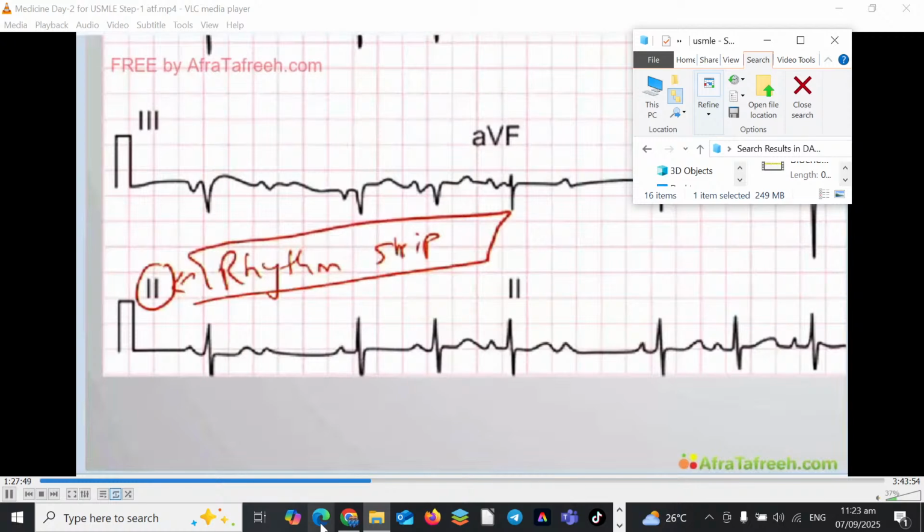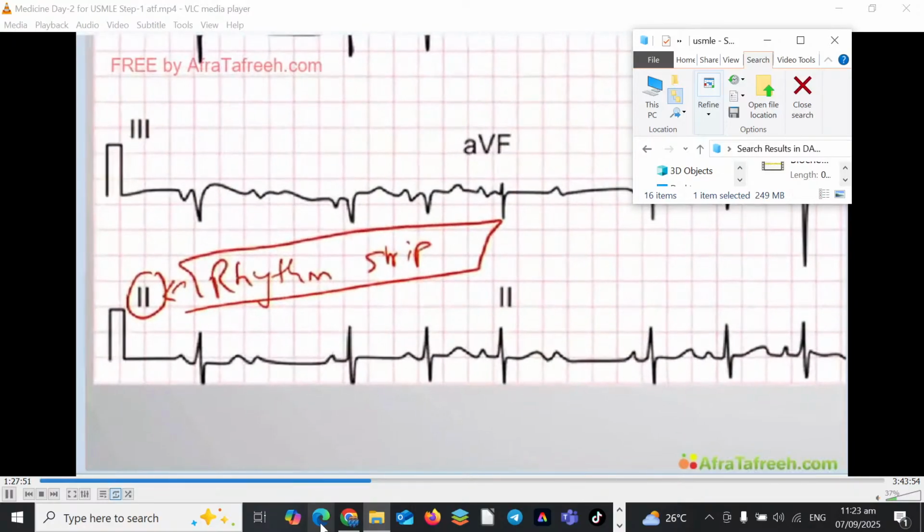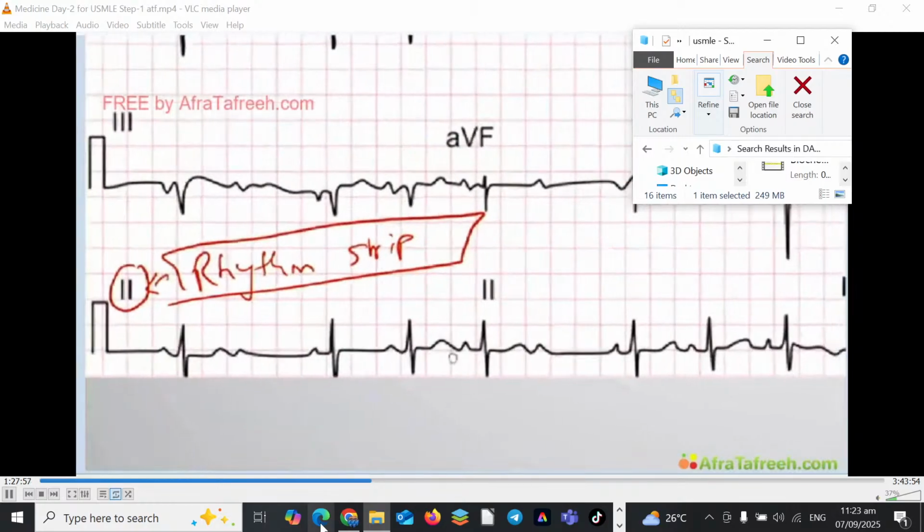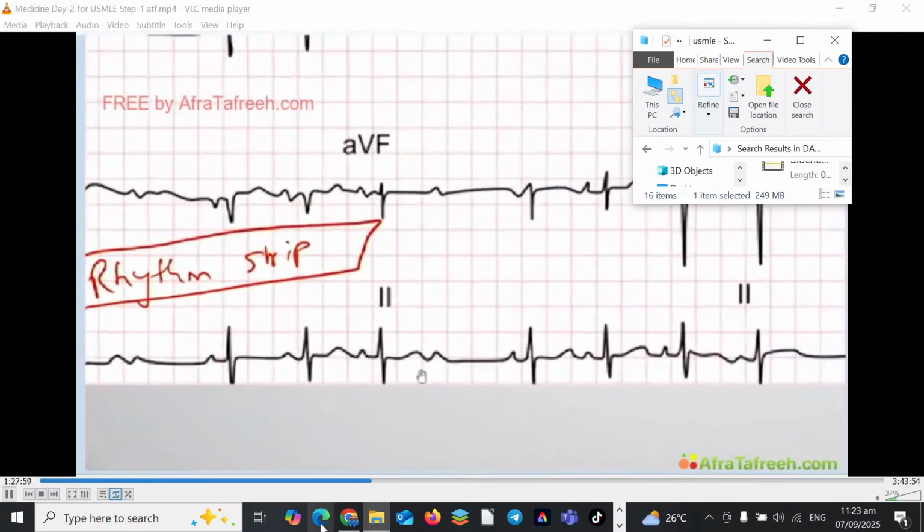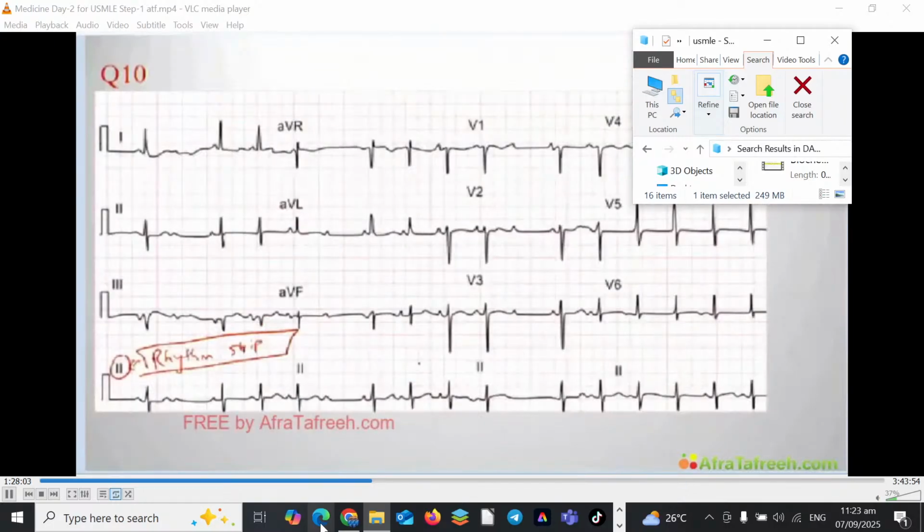This is the P wave here, and then you have the QRS. Then again you have the P wave, you have the QRS, you have the T here. Then you have the P, QRS, T. So this is a sinus rhythm. P, Q, R, S, T. This is a sinus rhythm.